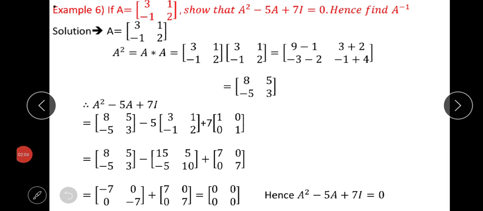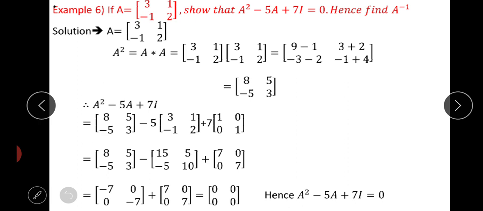Let A is equal to matrix 3 1 minus 1 2, and you have to find first A square minus 5A plus 7 times I. Let us find first A square. A square is equal to A into A. And what is matrix A? 3 1 minus 1 2, times 3 1 minus 1 2.